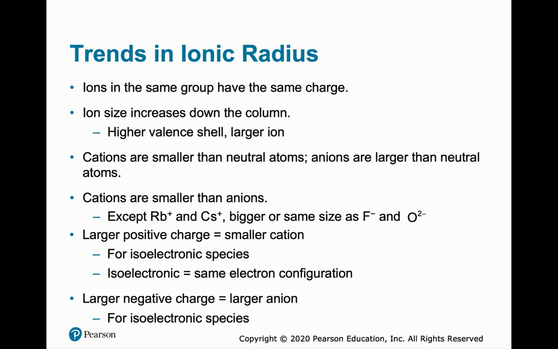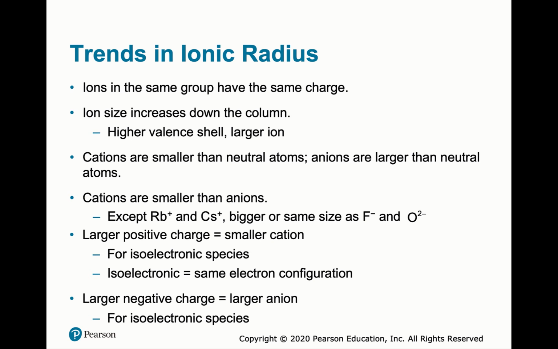So if you look across the periodic table, you have oxygen -2, fluorine -1, but then you go to neon, and then after that is sodium, and then magnesium. So sodium +1, magnesium +2. So oxide, fluoride, neon, sodium +1, magnesium +2. These are all isoelectronic. They have the same number of electrons.